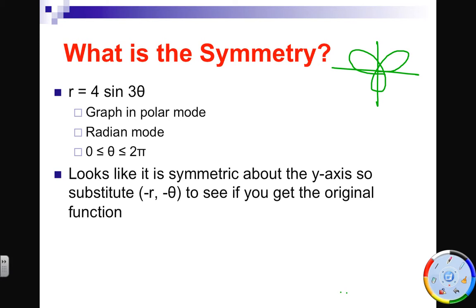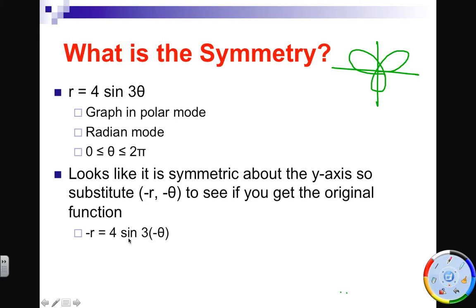Because we think it's symmetric about the x-axis, we verify this algebraically by substituting in negative r and negative theta to see if we get the original function. So I take r equals 4 sine of 3 theta. I plug in negative r and negative theta, and I see what I get.